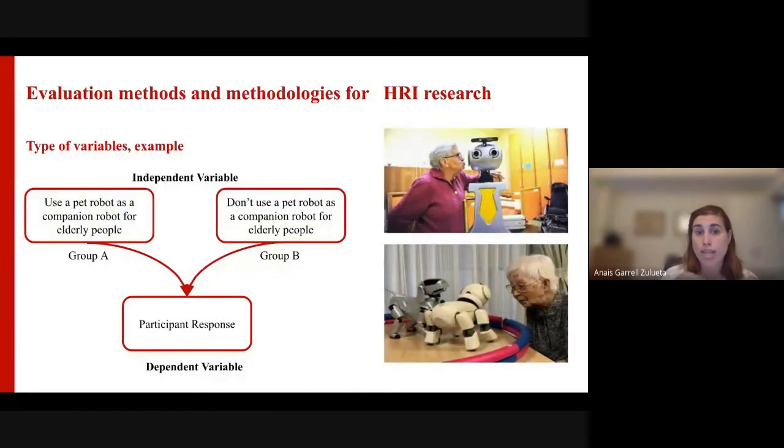So for each independent variable, I have a group of a study. So for instance, for the first one, I have a group A, which is the use of a pet robot as a companion robot for elderly people, and group B, don't use a pet robot as a companion robot for elderly people. So it has to be mentioned that the more independent variables you have, the more groups of people you will have, and the number of participants increases. So be careful with the number of independent variables that you are using.